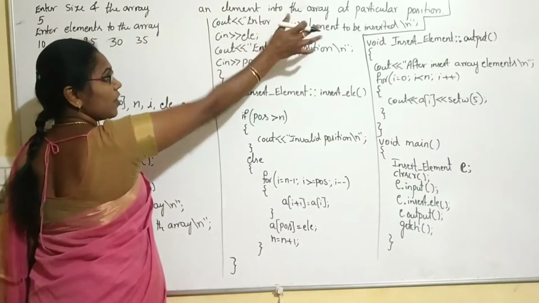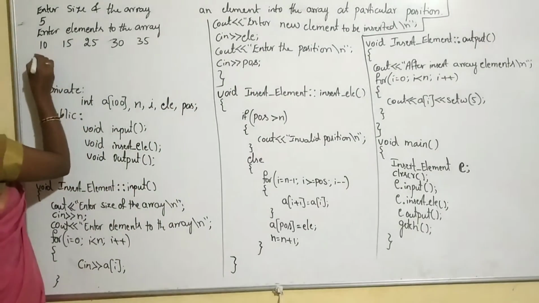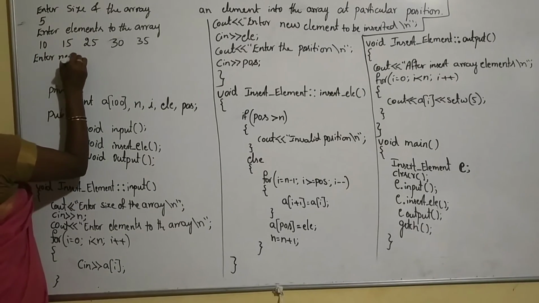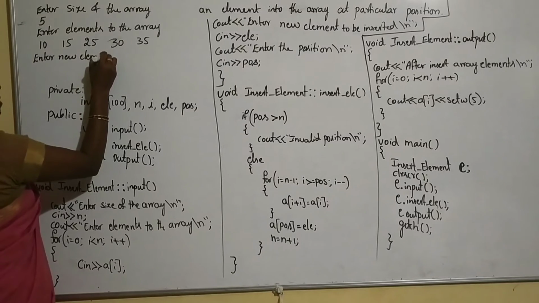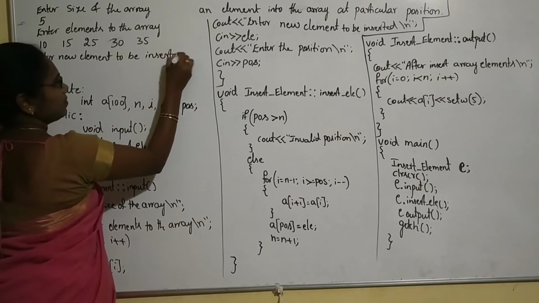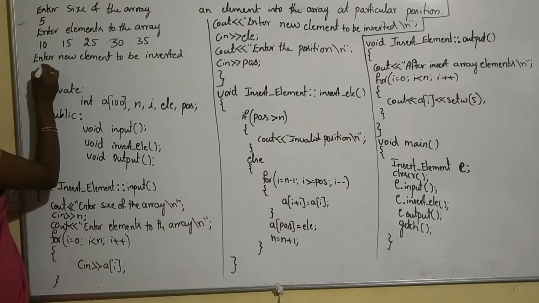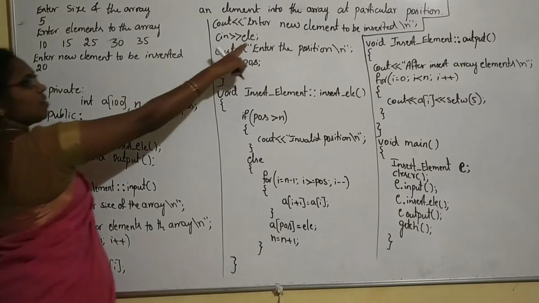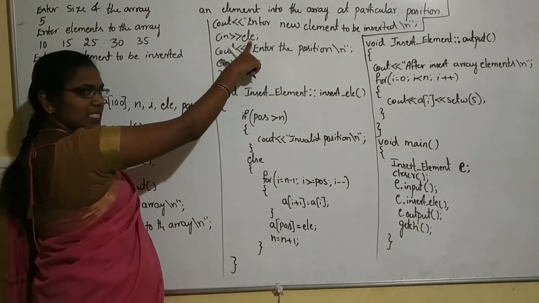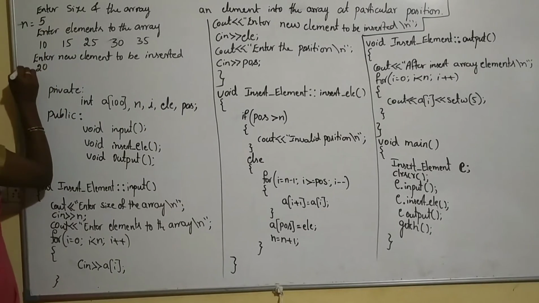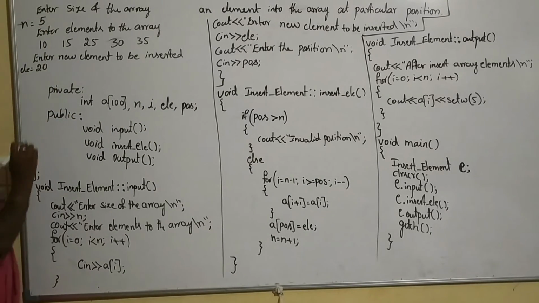In the next statement, what have we written? Enter new element to be inserted. That statement will be displayed on the output screen. So I will give the new element as 20. This will be stored in which variable? The ele variable. ele contains the value 20. So n contains the value 5, ele contains the value 20.